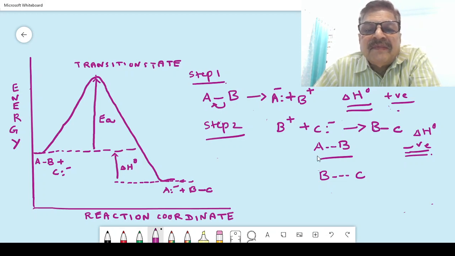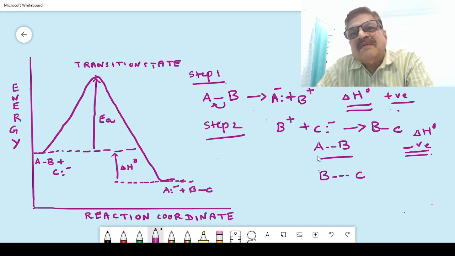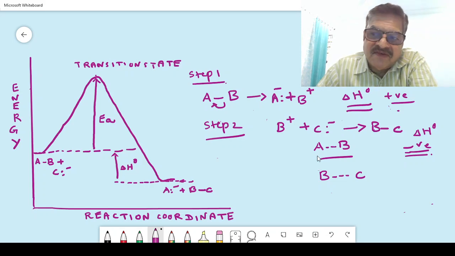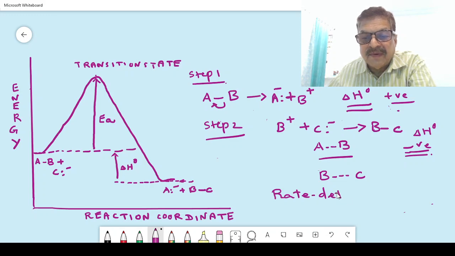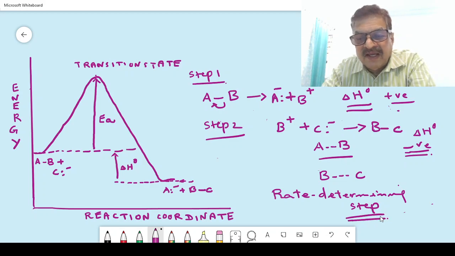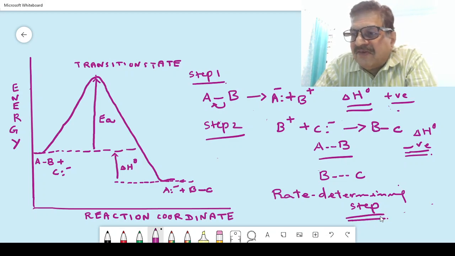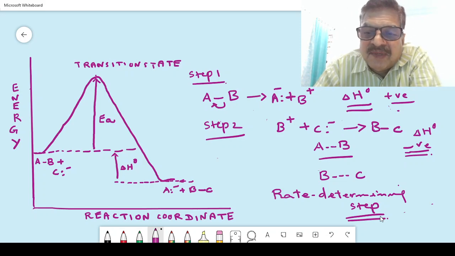In a multi-step reaction mechanism, the step with the highest energy transition state is called the rate determining step. This is a very important terminology. You will be coming across this term here and there in reaction mechanisms. Simply, the rate determining step is the slowest step in the reaction mechanism. Step 1 is the rate determining step because it is the slowest step in the reaction mechanism.